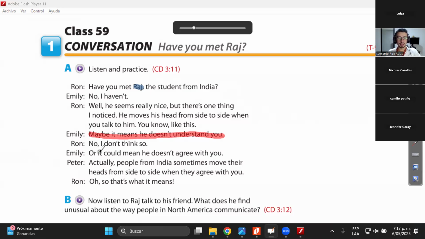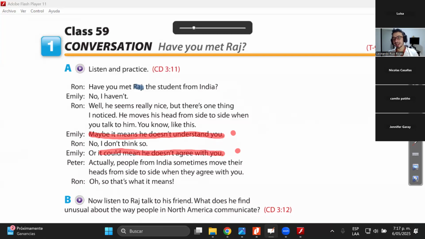Exactly. So the woman says, well, okay, the other possibility is that it could mean he doesn't agree with you. And finally, Peter, the other man, says, no, no, no, actually it's the opposite. The people from India move their head from side to side when they agree with you, right? So the woman says, okay, so that's what it means. But the woman made two different hypotheses, two different suppositions, about the possible meaning of that sign.